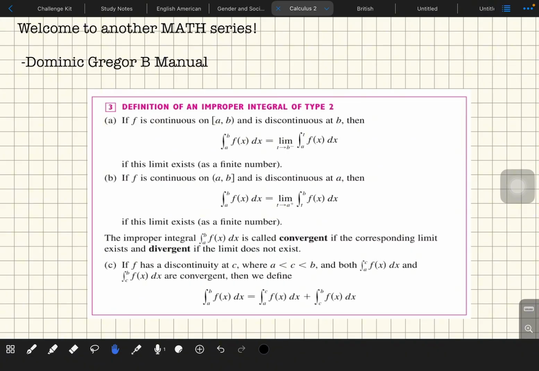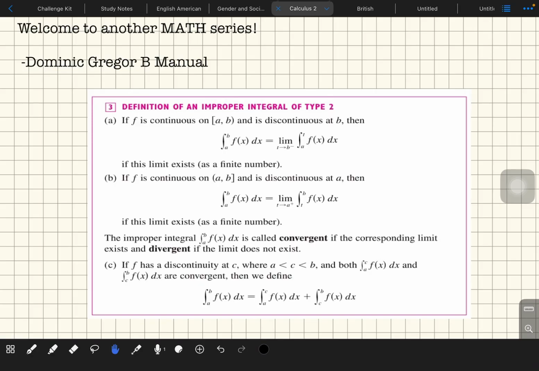And B, if f is continuous on (a, b] and discontinuous at a, then our case is the integral from a to b of f(x) dx equals the limit as t approaches a from the right of the integral from t to b of f(x) dx. If this limit also exists, it will be a finite number. So the improper integral from a to b of f(x) dx is called convergent if the corresponding limit exists, and divergent if the limit does not exist.